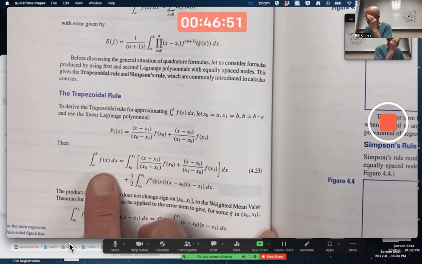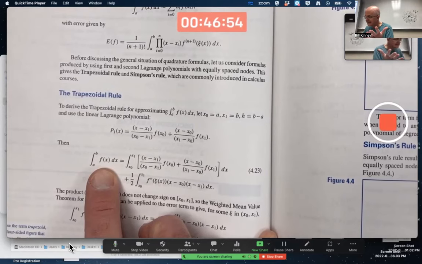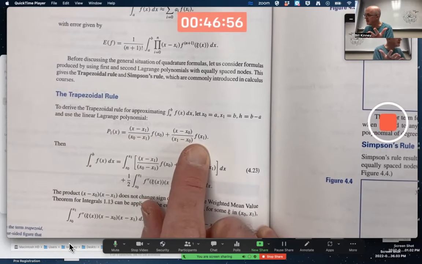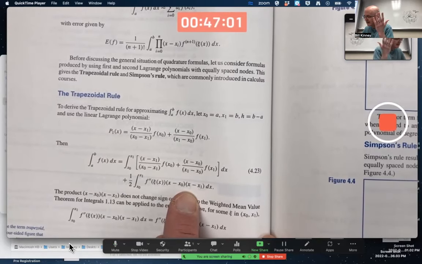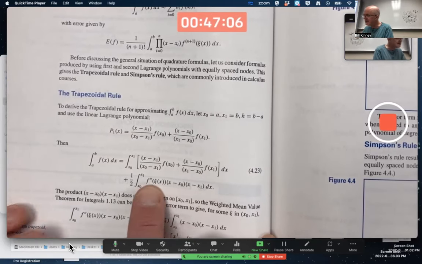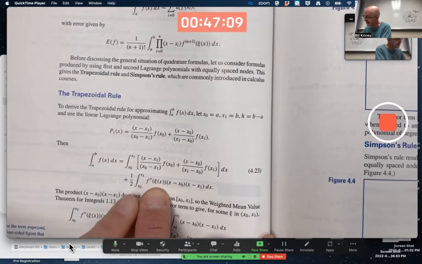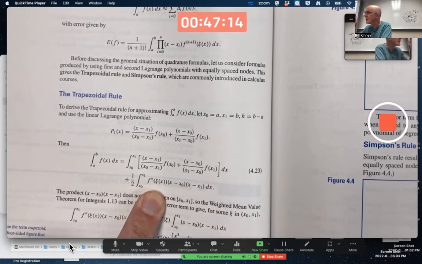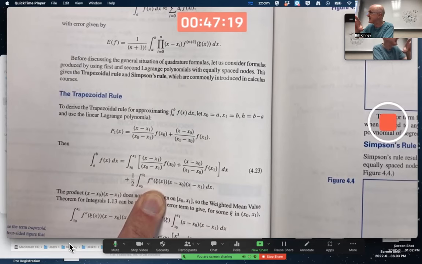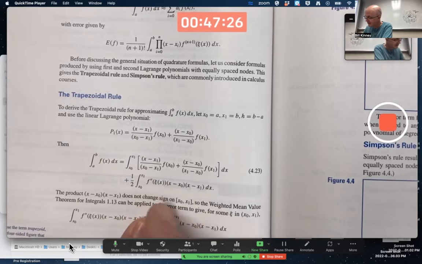So just like before, the integral of the function we're after, in this case 1 over x, is the integral of the Lagrange interpolating polynomial, this linear function, plus the integral of the error term. Now, here's where they use the weighted mean value theorem. Effectively, you're pulling f double prime out. It's f double prime because we're using a linear approximation, first degree, so the error term involves a second derivative of f at some unknown c of x.